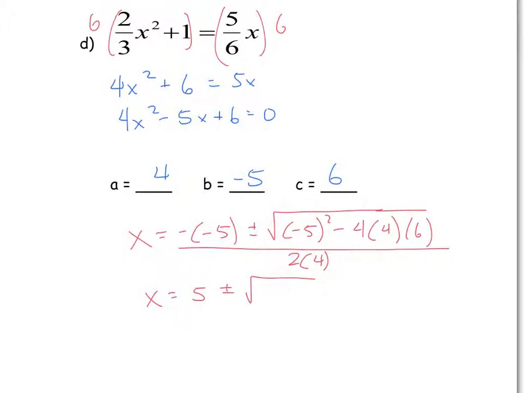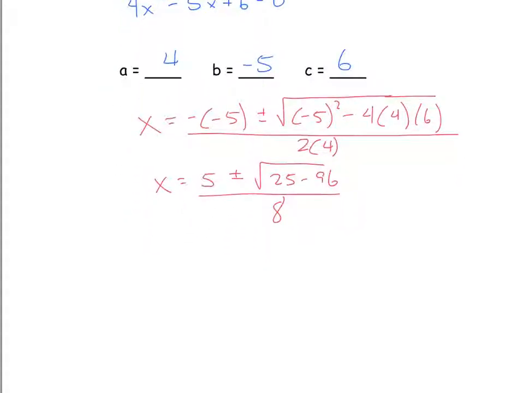So again, you're going to do the work inside here. So this is 25, and this is 24 times 4. So notice that the value here is negative, and this total here is 96. So you have 25 minus 96, and divided by 8. Okay, this should draw up a red flag here, guys. The reason is 25 minus 96 is negative 71. Well, you cannot take the square root of negative 71.